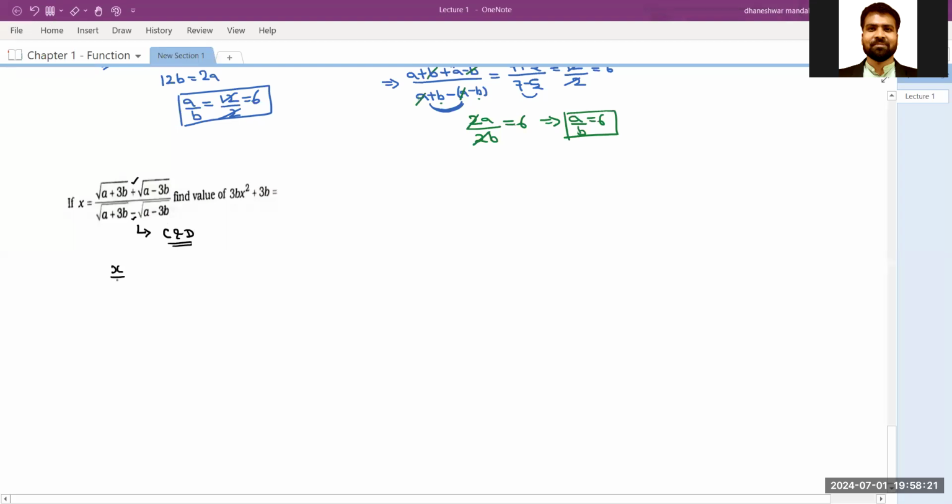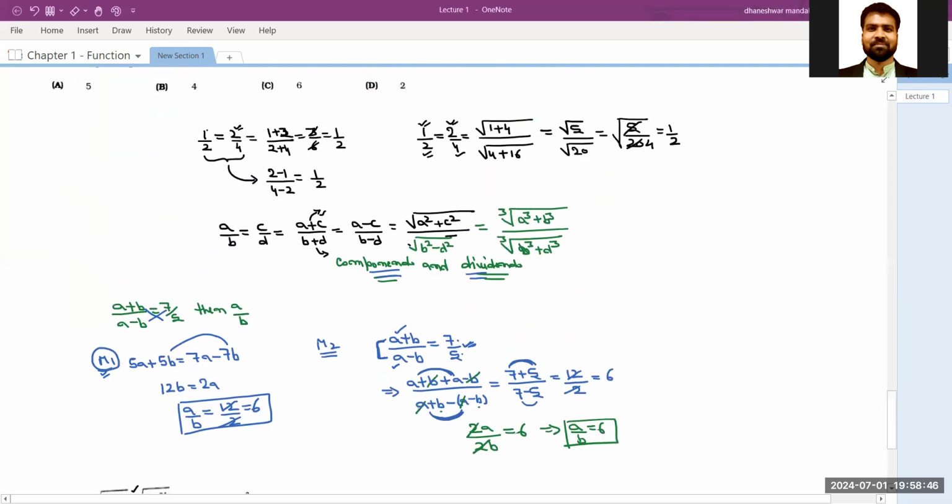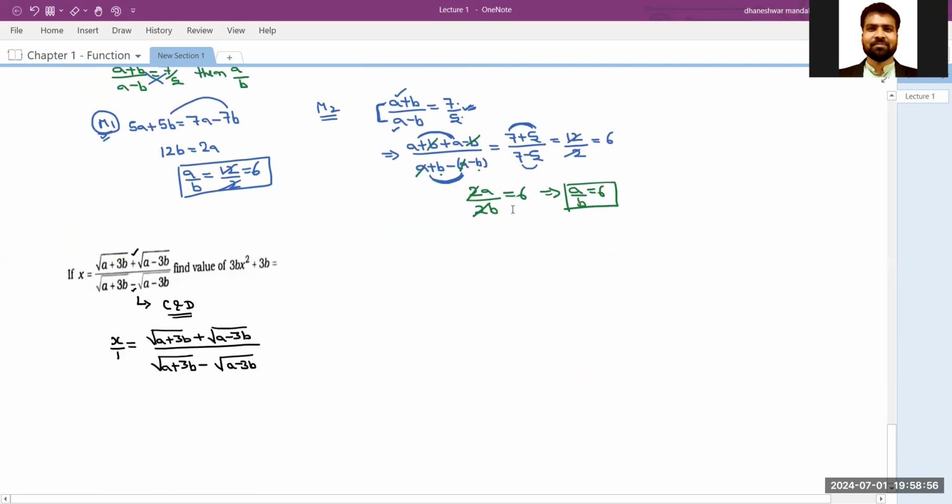So x is nothing but x by 1. And here we have a plus 3b, also a minus 3b is there. See, if in a question I have terms in this way, if plus sign is there, then this is componendo. If minus sign is there, then this is known as dividendo. So we are going to use the same process.